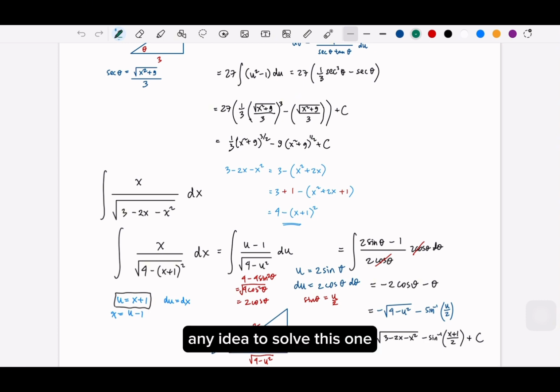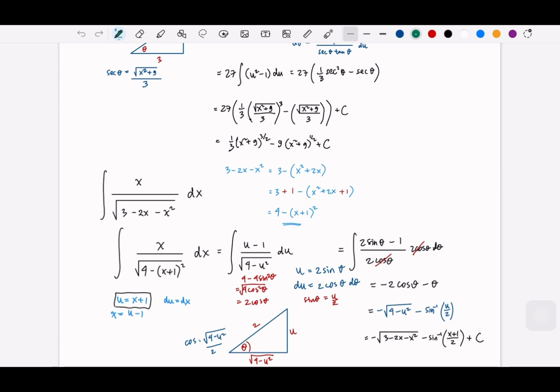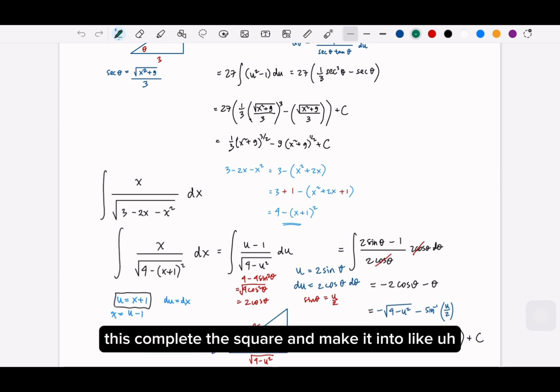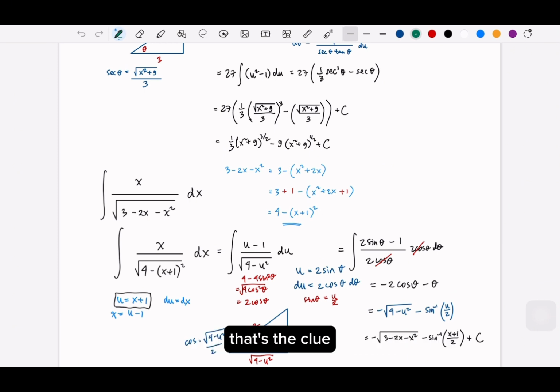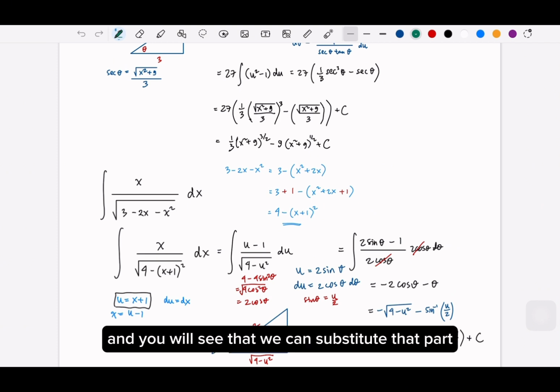Any idea to solve this one? The clue: complete the square first. Complete the square, and make it into this square. That's the clue. And rearrange the constant and the variable, and you will see that we can substitute that part.